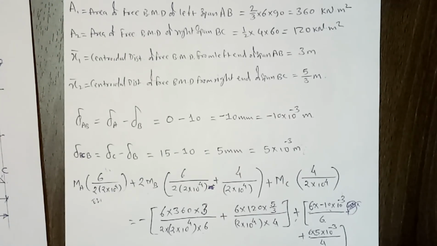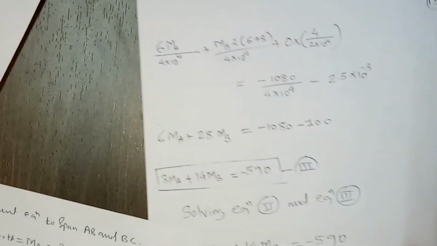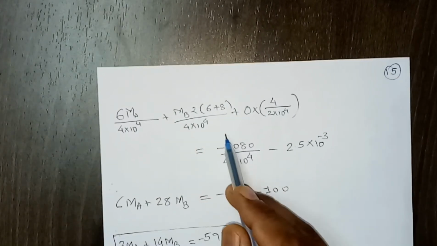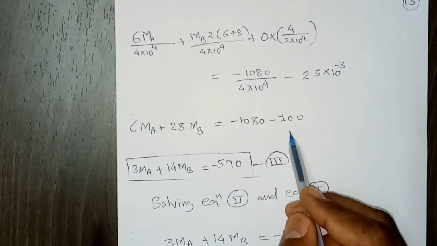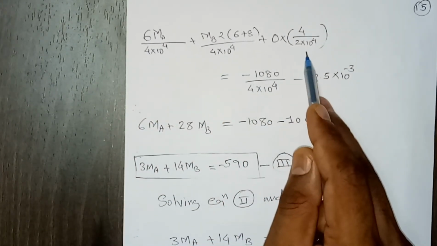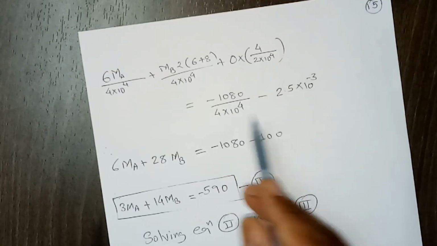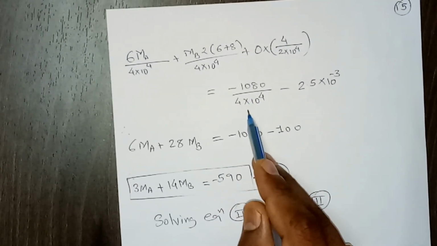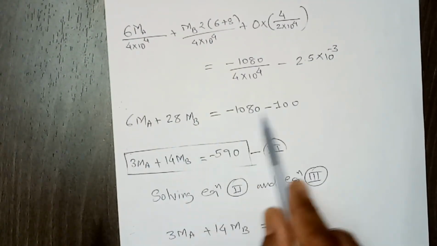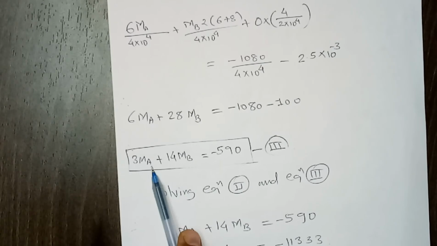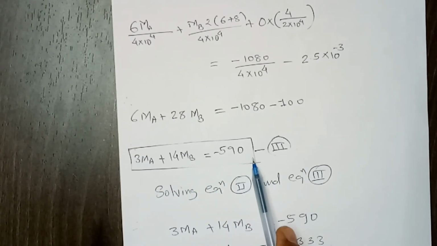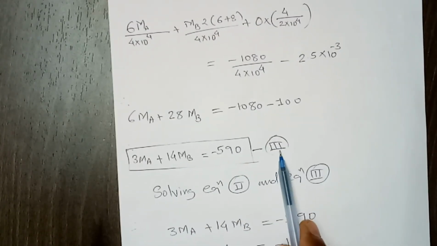If you substitute these values and simplify all this calculation, what we are getting is this value. What I am doing is making a uniform denominator on both sides, so I'm multiplying by 4 into 10 raised to 4 on both sides. So I'm getting this equation, and if you simplify further, this is 3MA plus 14 MB equal to minus 390. This is the equation we are getting, that is equation number 3.